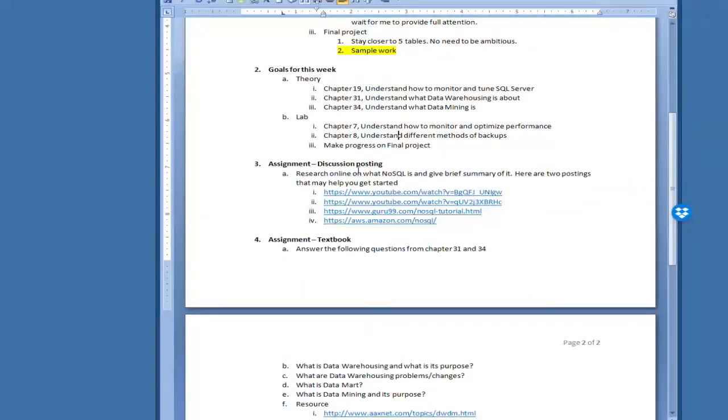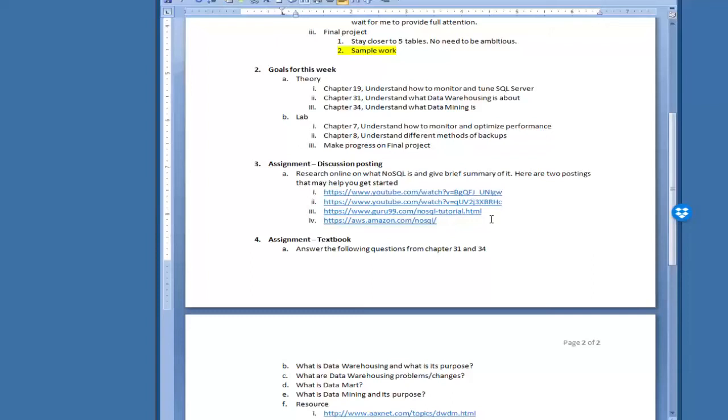Let's talk a little bit about the assignments, discussion posting. There is a thing called NoSQL. Do a brief search online as to what it is and give us a brief summary. You don't need to write more than half a page. Give a couple paragraphs of what it is and maybe provide some links. Here are some links that you can take a look at.